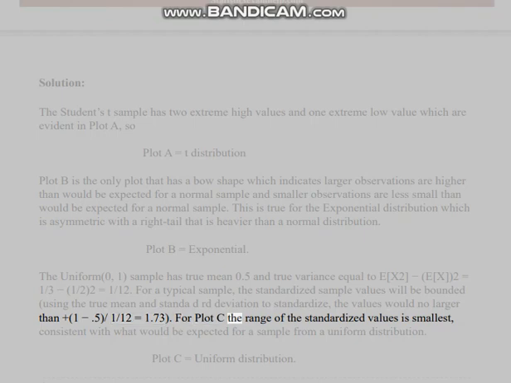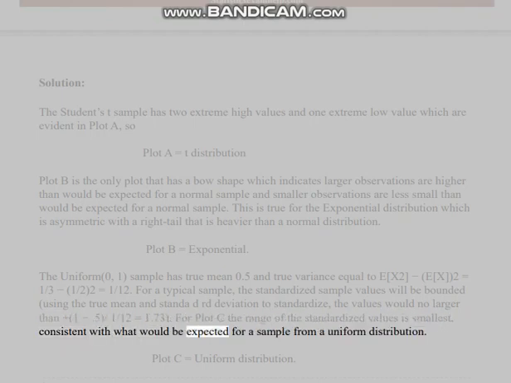For plot C, the range of the standardized values is smallest, consistent with what would be expected for a sample from a uniform distribution. Plot C equals uniform distribution.